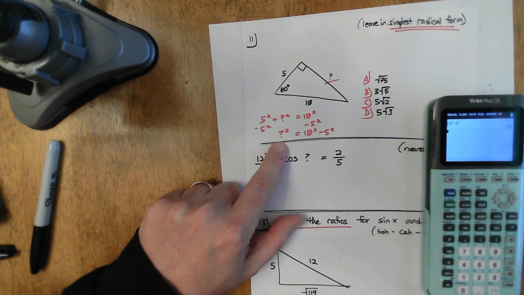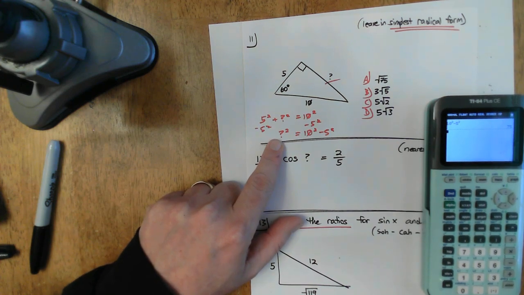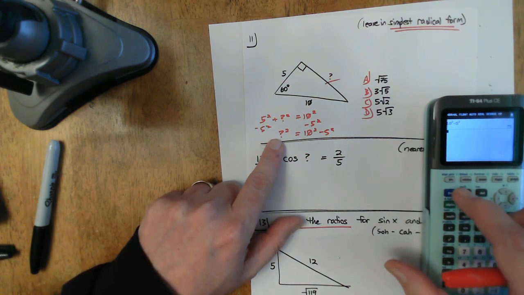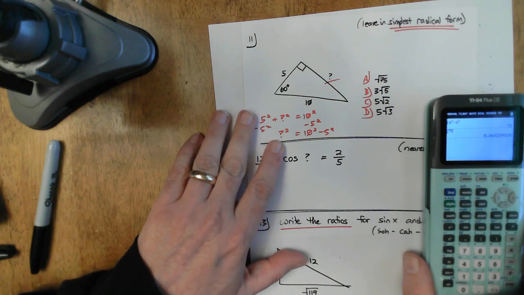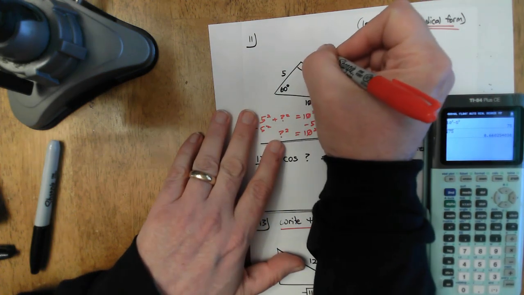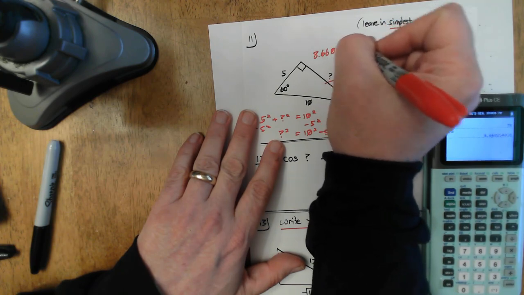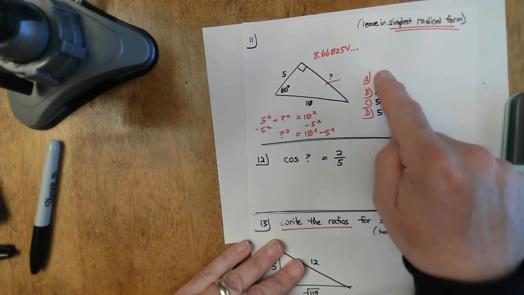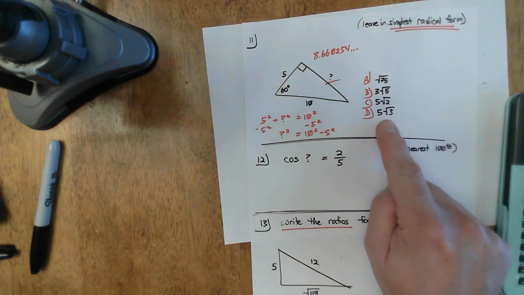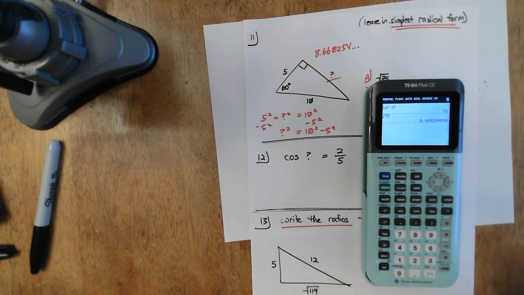Now I want to take the square root of 75 to find out what that question mark is. The square root of 75 is 8.660254, and it keeps going forever. I don't see that as one of my answers. Uh-oh. Let's try trig and see what that tells us.